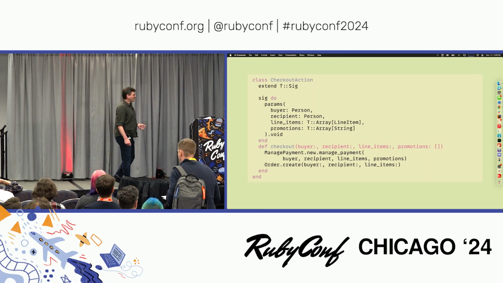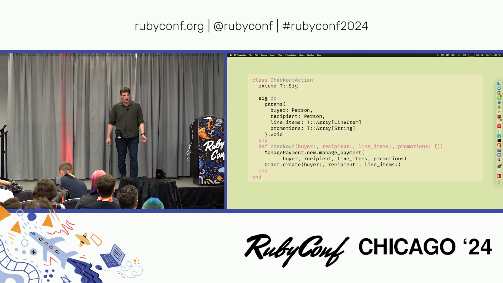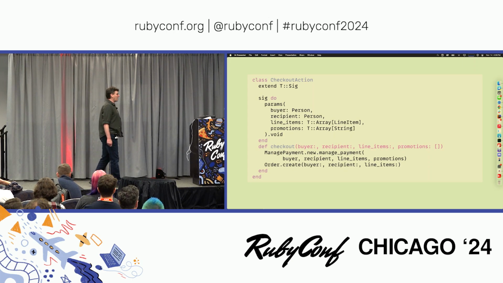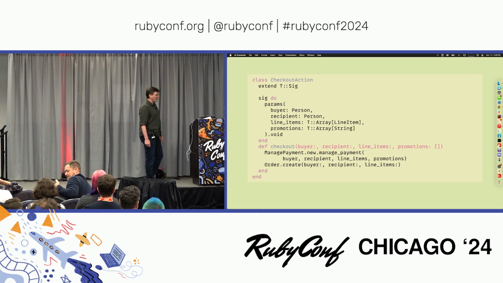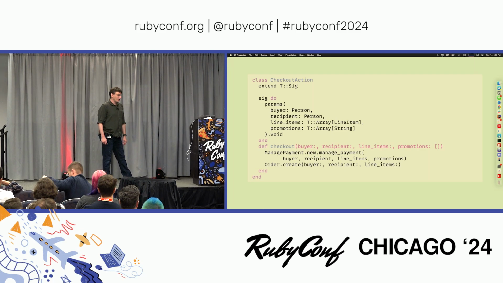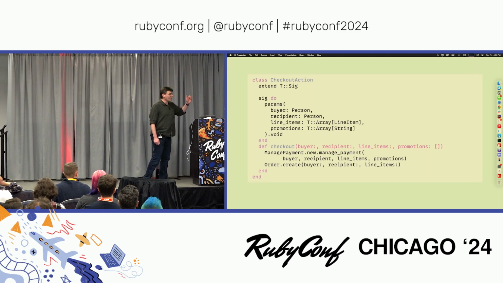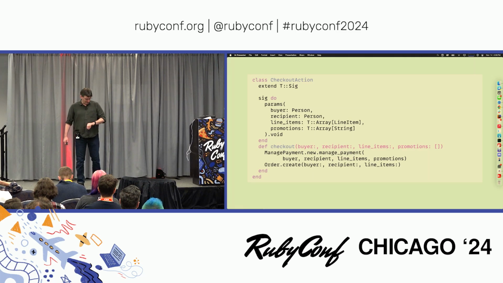So I am saying this method takes params. It takes a buyer param that expects a person. It takes a recipient attribute that also expects a person. It has a line items argument that is expecting an array of line items, and it has a promotions argument that expects an array of strings. And I'm saying void, which is to say that I don't care. Nobody should use the return value of this. This is Ruby. It is returning a value, but what we're saying is that value should never be used. That's how they get around void context in this stuff.